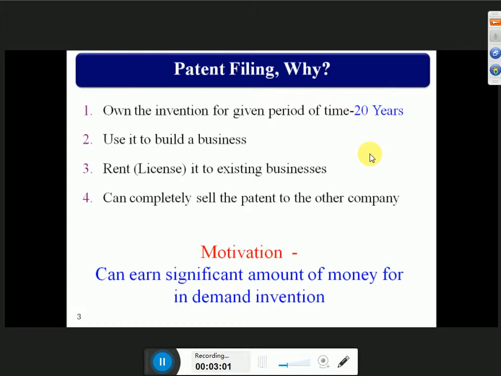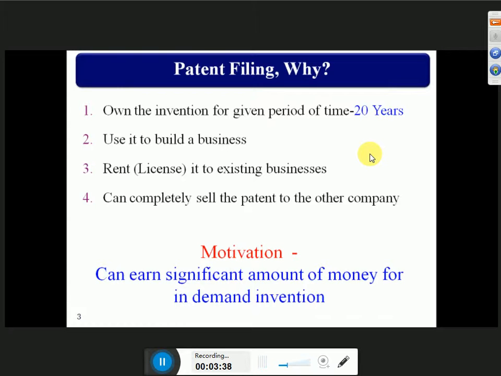Basically, if you have the patent, you can use that patent document or those exclusive rights so as to build your business. You can rent your patent, that means your idea or your process or even your instrument which you have invented, to an existing business owner. If you cannot start your own business, you can also rent your idea, your patented process or your patented instrument. You can also completely sell the patent to another company.